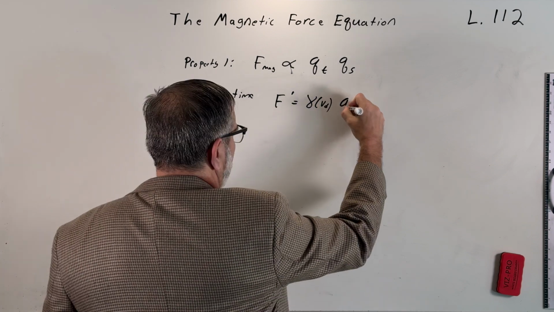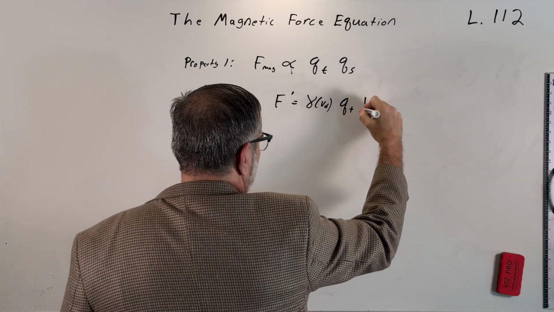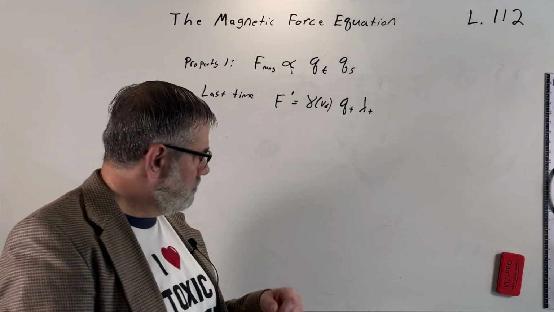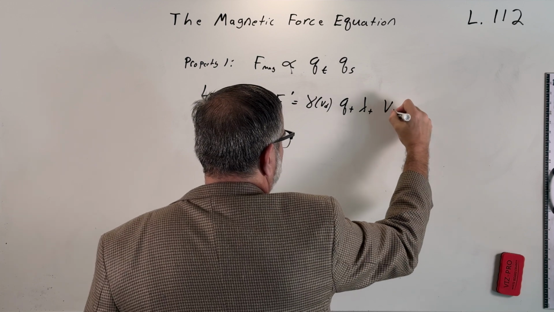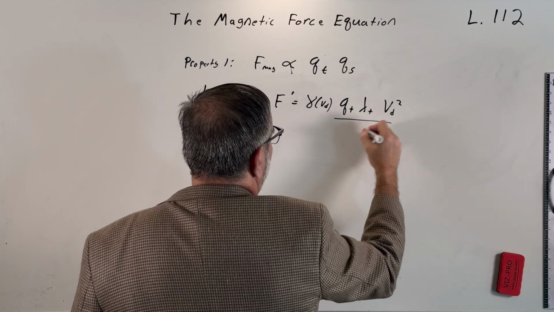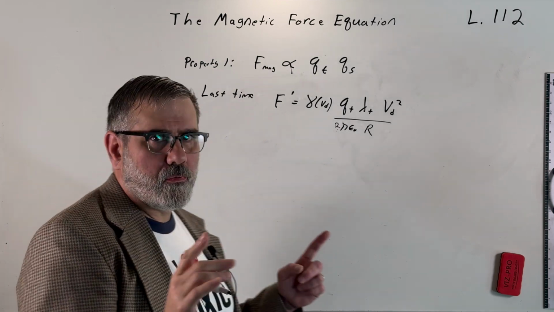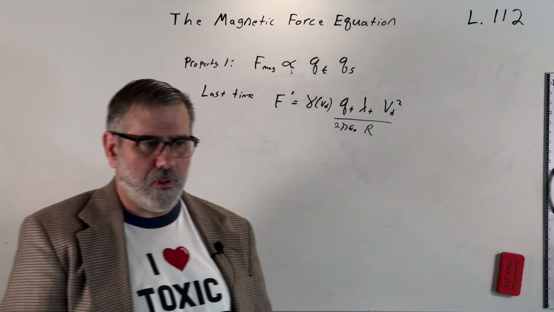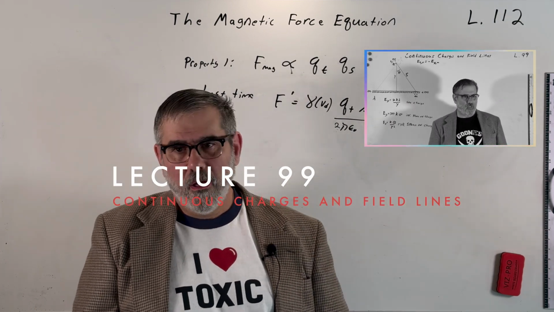had this gamma, q sub t, that was the test charge, lambda plus, this would be for the parallel configuration, right, where you see a net positive charge in the source wire. V sub d squared divided by 2 pi epsilon naught times r, where r was the distance between the two wires. Okay? And that's because this was the electric field from a long straight wire. We derived that in an earlier lecture, which I'll put right here as reference.